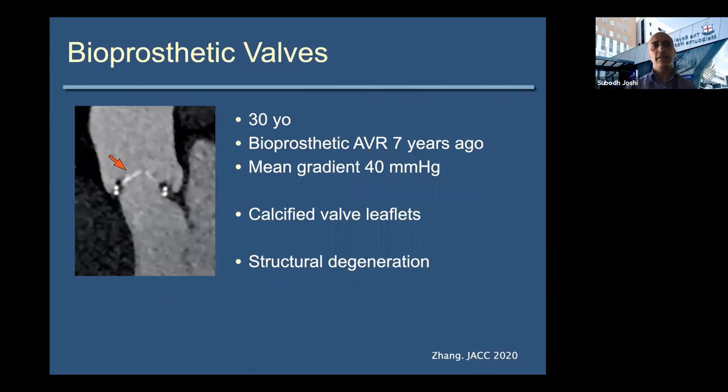What we've learned from that is that CT is actually really good for looking at bioprosthetic valves, even surgical ones in general. So this is a patient with a bioprosthetic valve placed 7 years ago, and the gradients are now very, very high. As we can see, this looks entirely different. This is really calcified valve leaflet. So this is the typical structural valve degeneration. Warfarin's not going to help this.